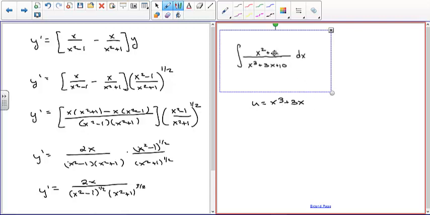Oh, actually, this is wrong, isn't it? Yeah. Okay. It's x squared plus 1. Sorry. Yeah, I need to fix that. I remember I did that last year and I forgot about it.